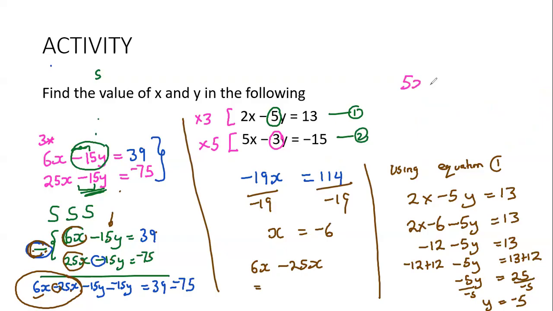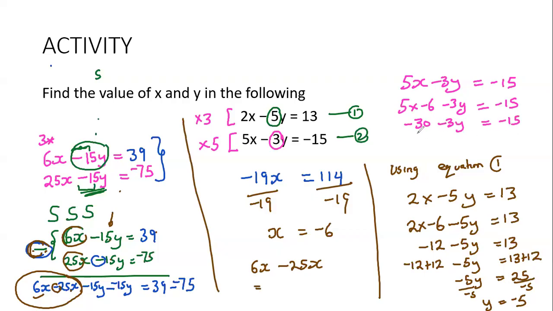So you used 5x minus 3y equals negative 15, right? Yes. So whatever equation you use, you'll get the same answer. Here it will be 5 times negative 6 minus 3y is equal to negative 15. 5 times negative 6, that is negative 30 minus 3y is equal to negative 15.